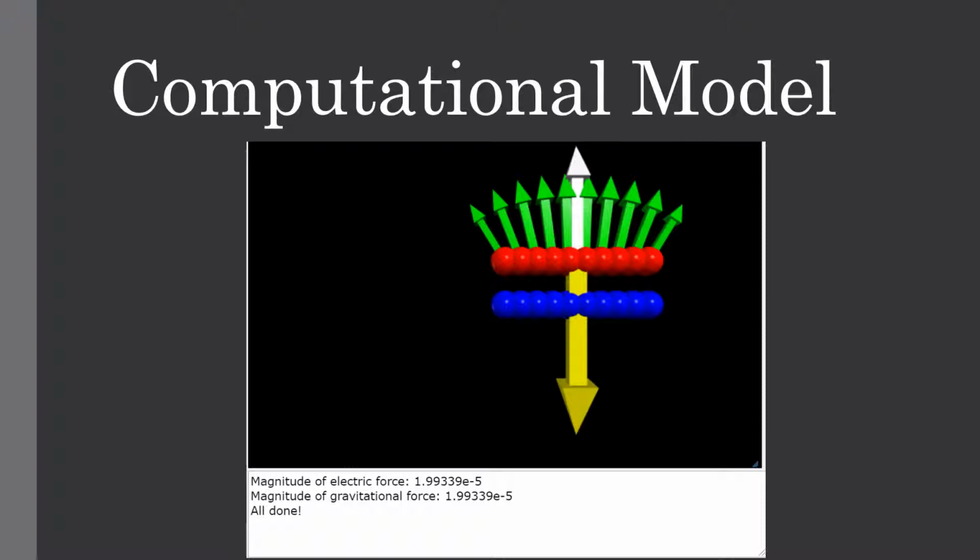Each of the green arrows represents the electric field acting on each individual charge. By summing each of these green vectors, we found that the net electric force is 1.99 times 10 to the negative 5 newtons. In order to get the magnitude of each of the large force vectors equal, I needed to play around with the value of Q. I finally found the value of Q to be 7.492 times 10 to the negative 1 coulombs.